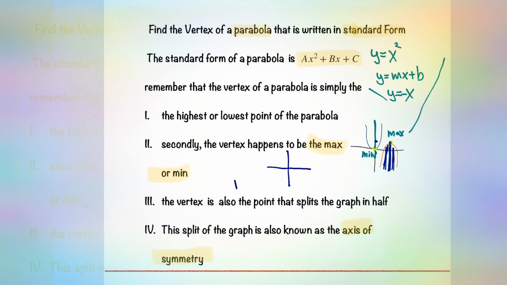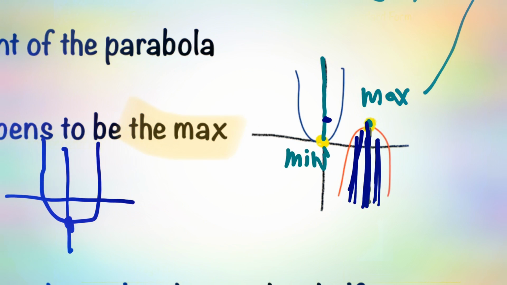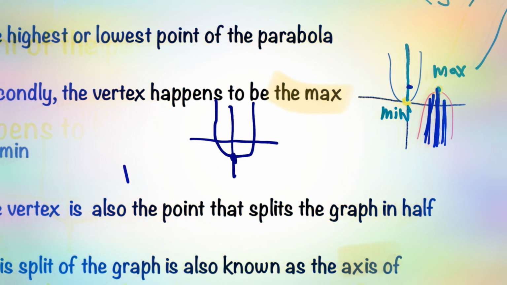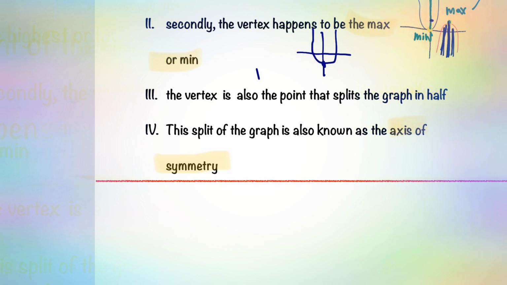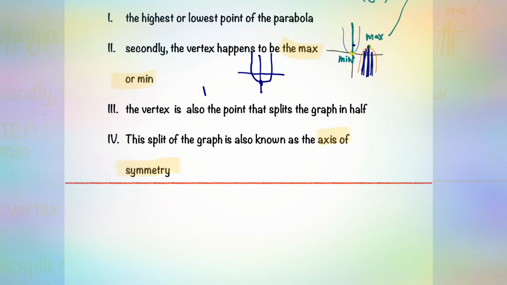Remember that the vertex of a parabola is simply the highest or lowest point. If we're opening up, it's going to be that lowest point there, or the minimum. If we're opening down, it's going to be the maximum point. So the vertex is also the point that splits the graph. The split of the graph is known as the axis of symmetry.